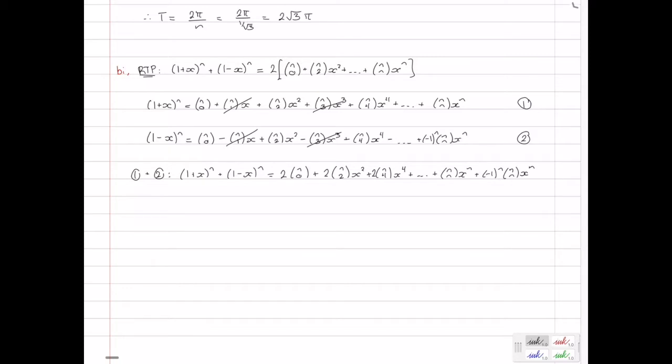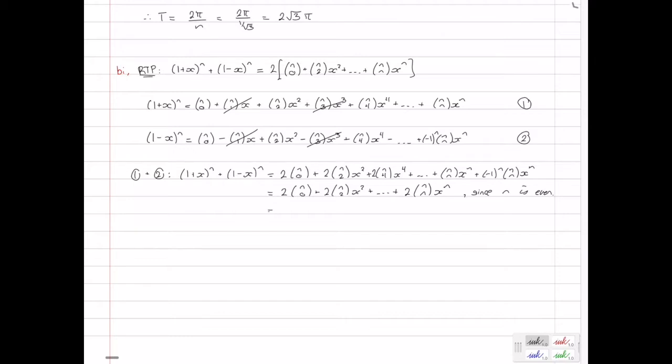Now I know I'm being very pedantic here, but I want to show the marker that I know why they've told us that n has to be even. So that means I'm going to have 2 times n choose 0 plus 2 times n choose 2 x squared. I can put dots in from now. And then I can say 2 times n choose n x to the n. And here I'm going to say since n is even. So now the marker knows that I know what I'm doing, and I haven't accidentally made a mistake which has turned out to be a correct answer.